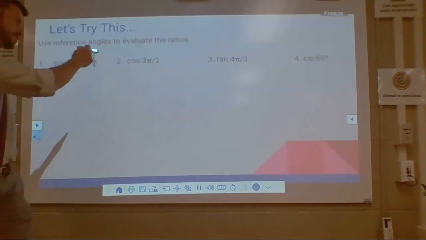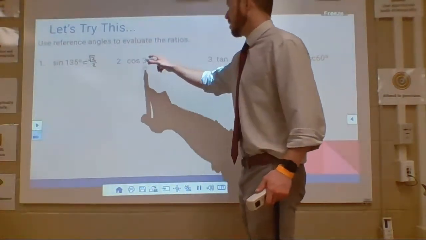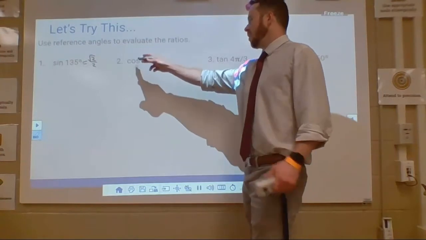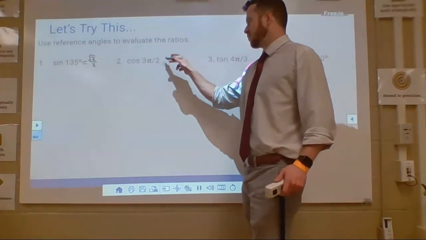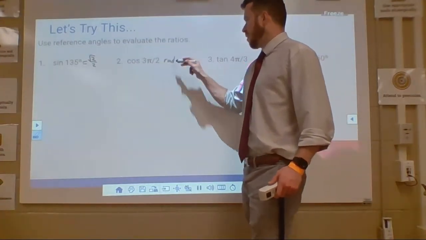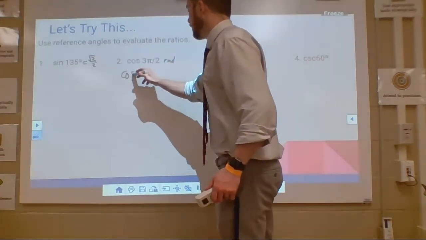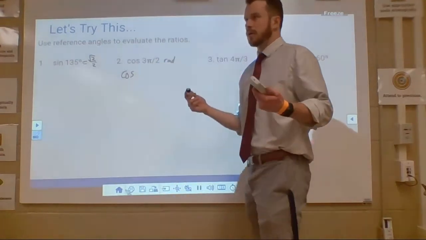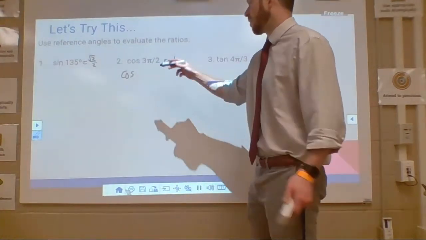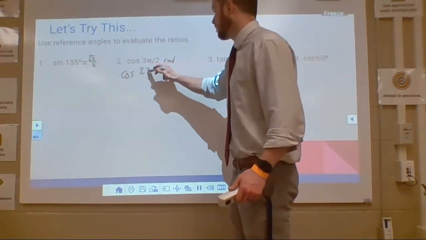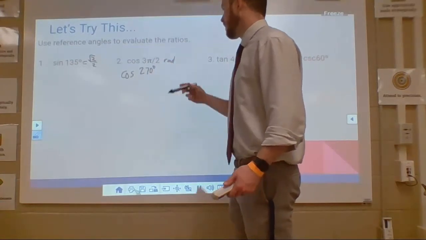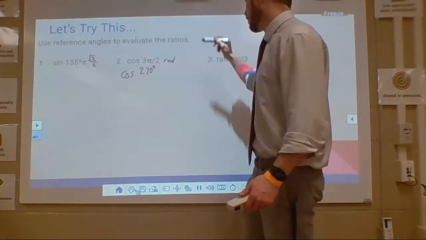All right, let's do the same thing for cosine of 3 pi over 2. Well, cosine of 3 pi over 2, you say radians here, right? That's going to be the cosine of how many degrees? Well, 3 times 180 is 540 divided by 2. That's going to be 270 degrees. Okay? So, 270 degree angle.